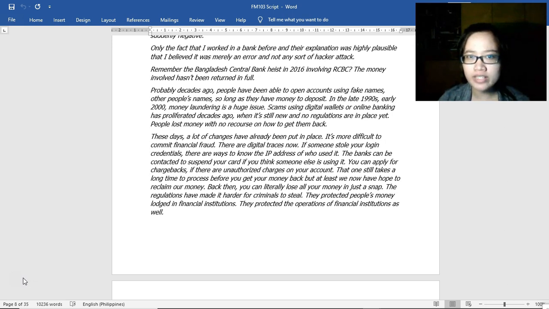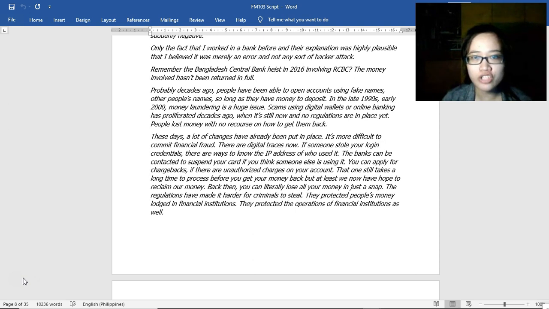I think it was already decades ago when people were able to open accounts using fake names, other people's names, so long as they had money to deposit. In the late 1990s or early 2000s, money laundering was a huge issue. Scams using digital wallets or online banking proliferated decades ago when it was still new and no regulations were in place yet. So people lost money with no recourse on how to get it back.